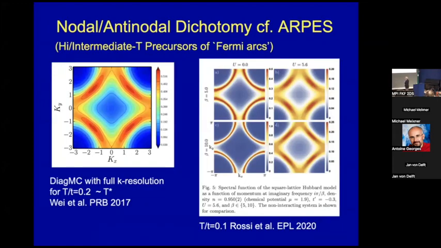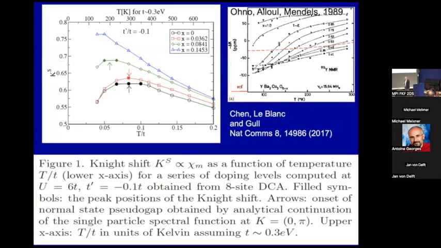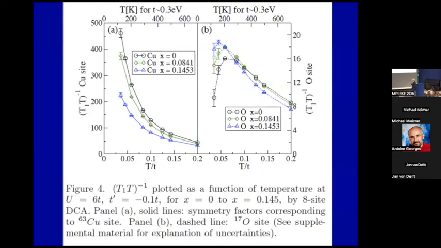So what about understanding? I'm going to skip some of that. There's been beautiful comparison to experiments, because I'm running out of time, both in calculating the Knight shift and also in part the neutron spectrum, which display this characteristic maximum of the Knight shift as a function of temperature in the pseudogap regime.